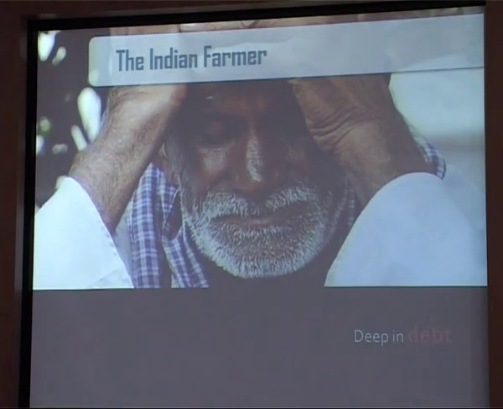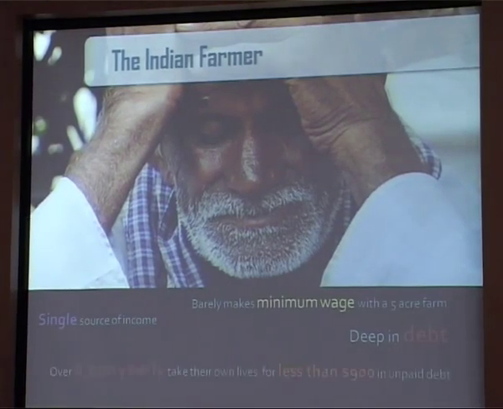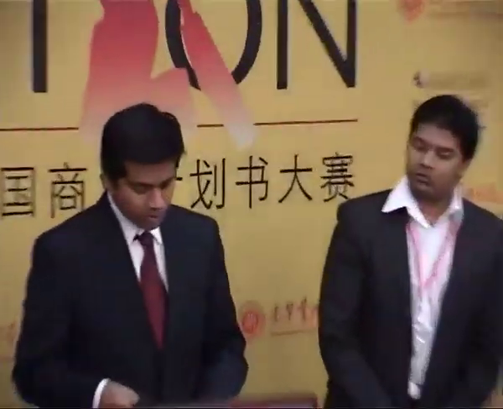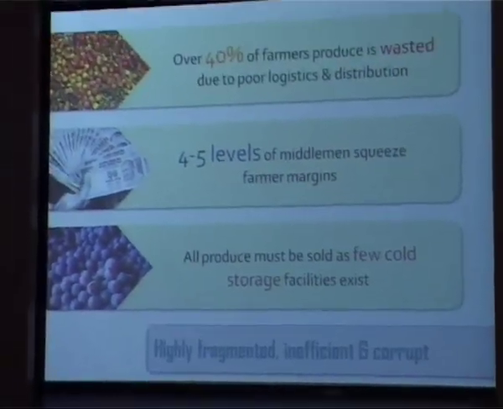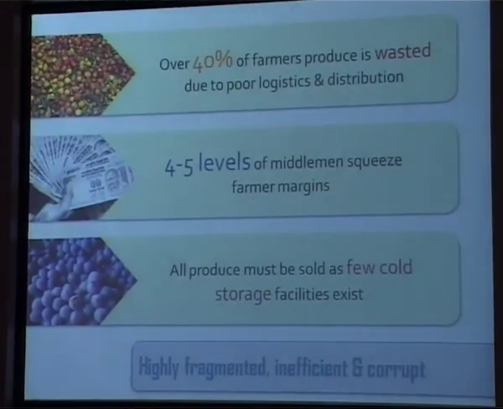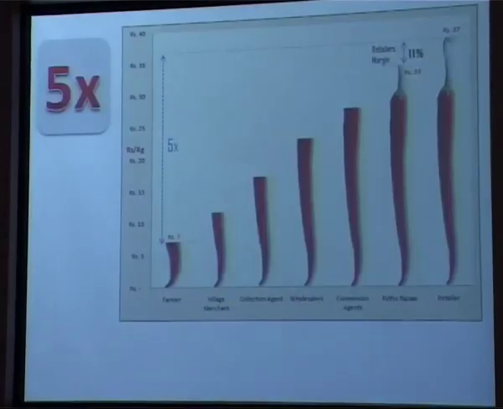But we ask why? Because almost half his produce goes to waste because there is no refrigeration. Every time he tries to get his produce to the market, he has to go through 5 or 6 layers of corrupt middlemen, and he's never informed of what the true market value of his produce actually is. And most of all, he has nowhere to store his produce. He is working in a market that is highly fragmented, inefficient, and corrupt.